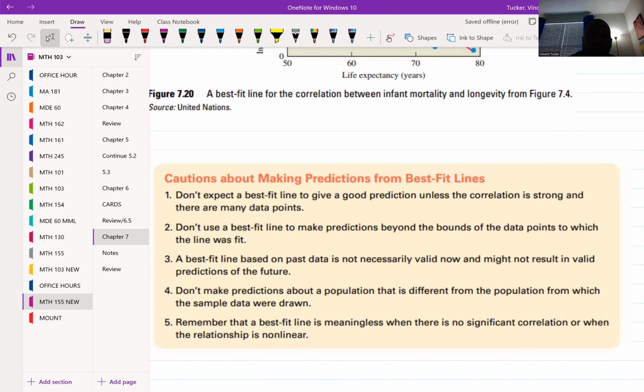Don't use the best fit line to make predictions beyond the bounds of the data points to which the line was fit. A best fit line based on past data is not necessarily valid now and might not result in valid predictions in the future. Don't make predictions about a population that is different from the population from which the sample data were drawn. And then remember that the best fit line is meaningless when there is no significant correlation or when the relationship is nonlinear. So I'll give you a chance to write those.